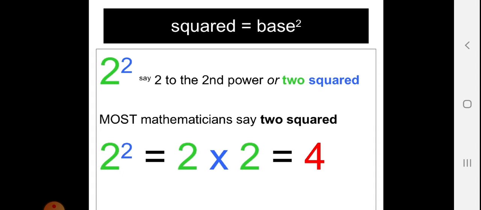Now, squared. Whenever any number has power 2, you can just call it square. So, 2 the power of 2, or 2 raised to 2, is also known as 2 square. Say 2 the second power, or 2 square. Most mathematicians say 2 squared. So, 2 into 2 is 4.